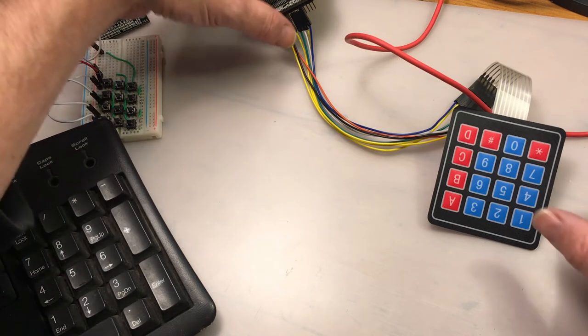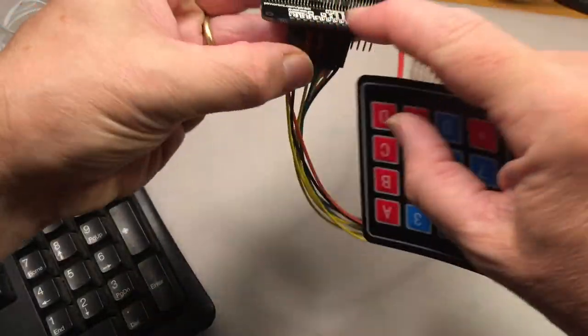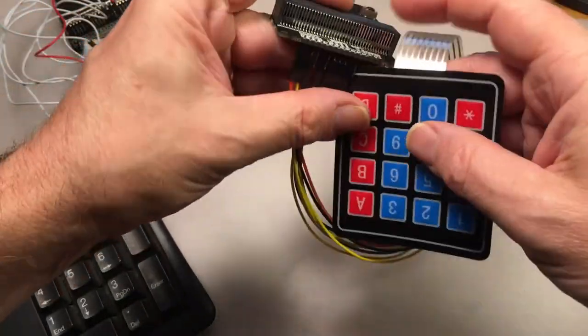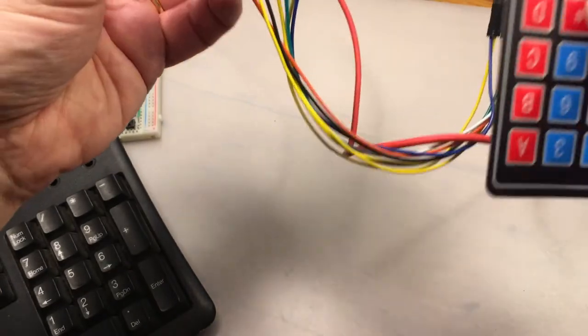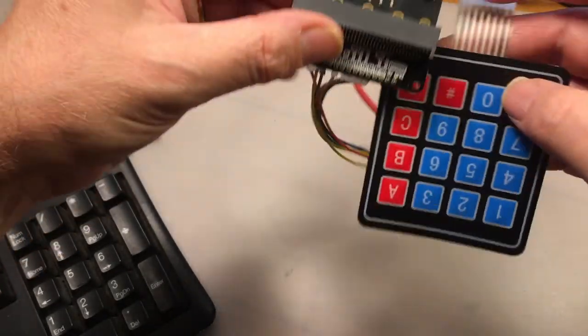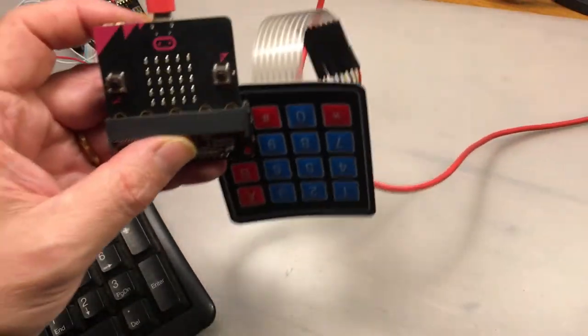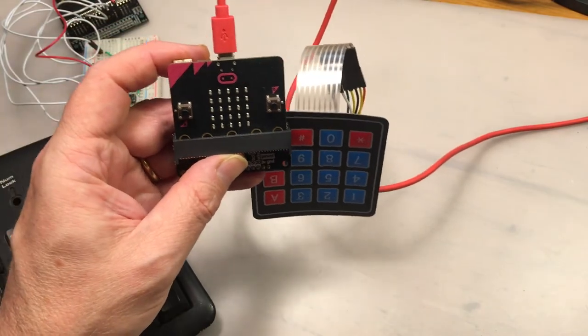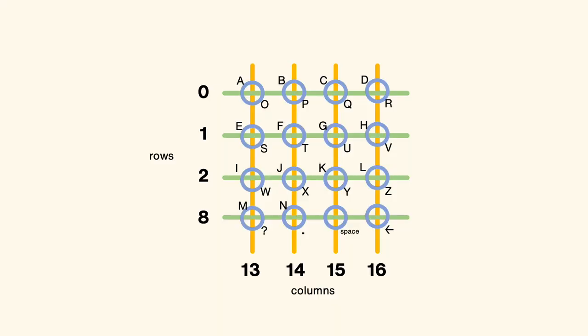And using a breakout board on the micro:bit gives you access to extra pins. So you can easily get access to 8 pins on the micro:bit to wire up a 4x4 keypad. And this is how I decided to do it. I picked pins 0, 1, 2, and 8 for my rows.